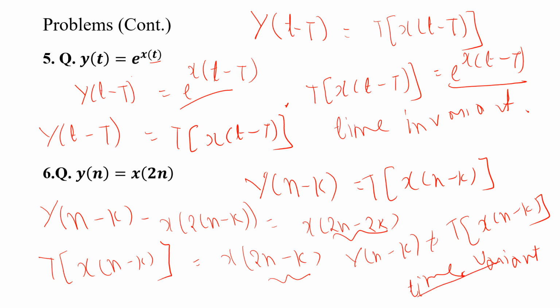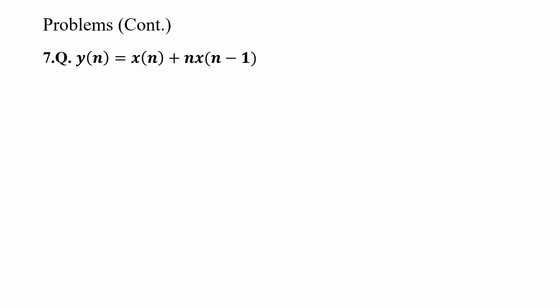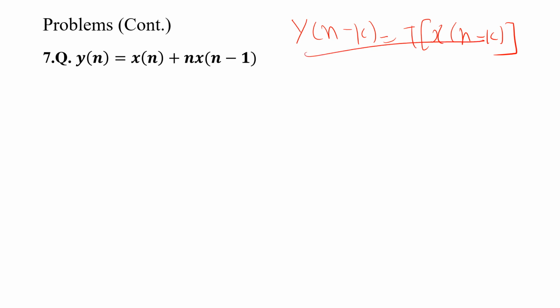This is a time variant system. Next, y of n is equal to x of n plus n into x of n minus 1. We have to check whether y of n minus k is equal to T of x of n minus k. If it obeys, then that is a time invariant system, otherwise time variant system.